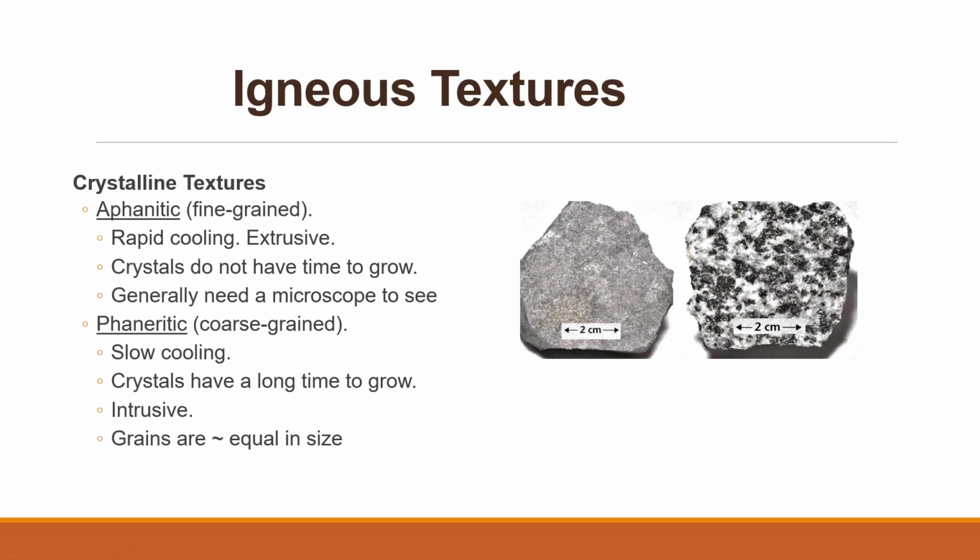There are also other textures such as porphyritic texture. We saw this in lab. That's where you have two distinct mineral sizes. So you have larger grains embedded in a fine-grained, what we call matrix. The phenocrysts are what we call those large crystals. That tells us we had two stages of cooling. So we had slow cooling that would have started growing those larger crystals, and then that was followed by rapid cooling that cooled off the background matrix.